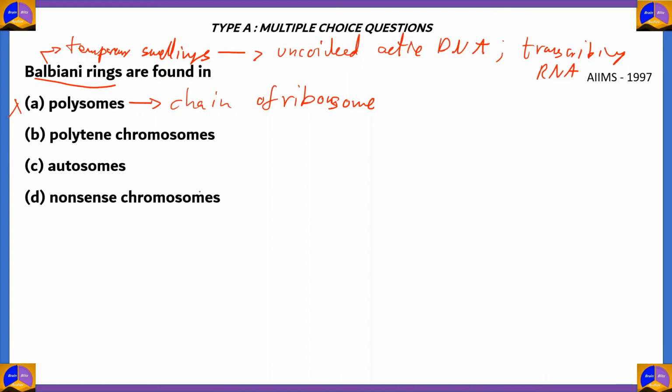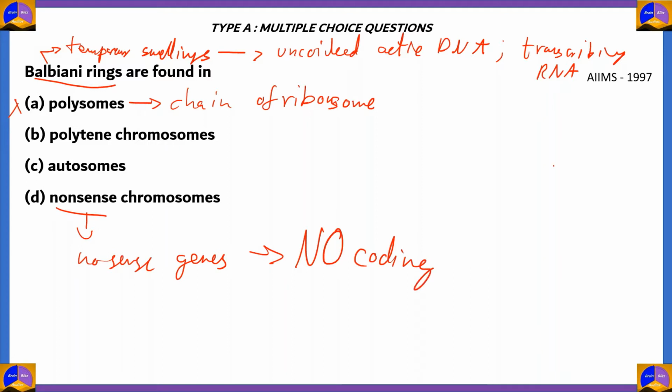What about option D, nonsense chromosomes? Nonsense chromosomes mean just that. They have no sense genes, so their genes cannot be coded. No coding. And Balbiani rings contain uncoiled active DNA, which is transcribing to RNA, so there is definitely coding happening in Balbiani rings. So option D is not the right option. It's incorrect.